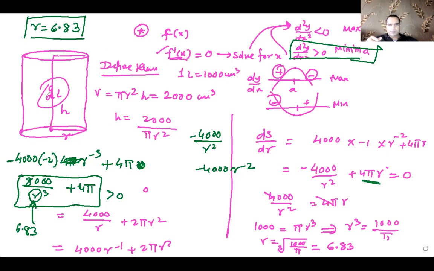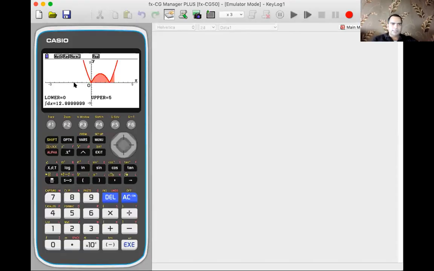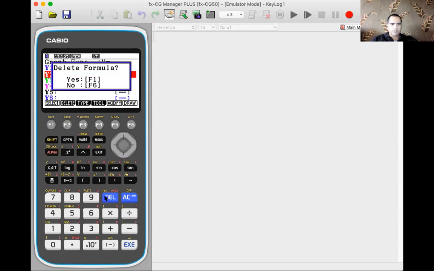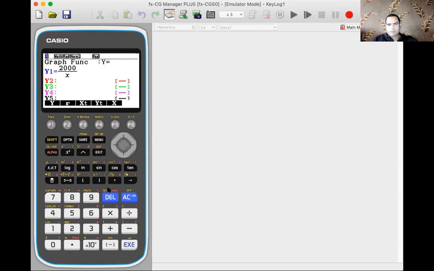So let's just take the evidence of this also on the calculator and see how it is justified. So the function that I had got was 2000 over r plus... I'll just erase all this stuff. So the function that we had got was 2000 over r plus.